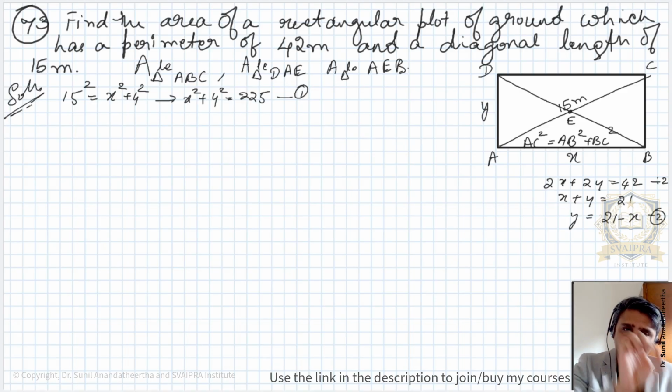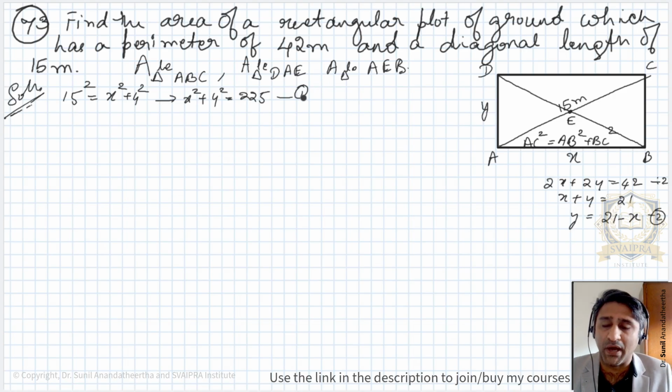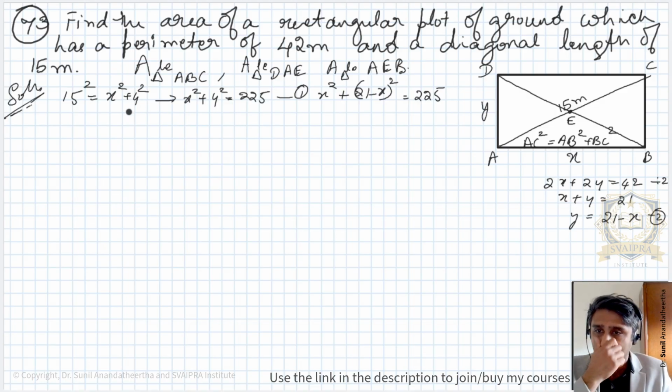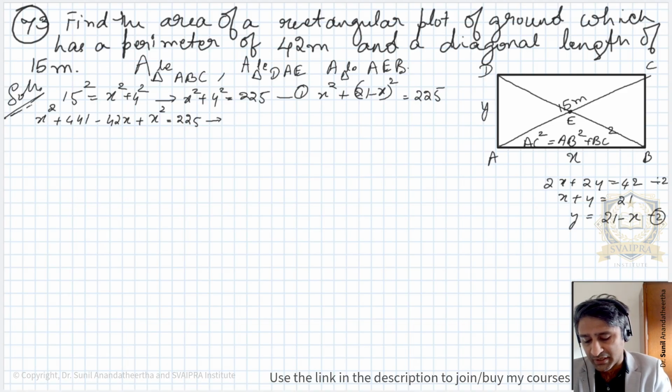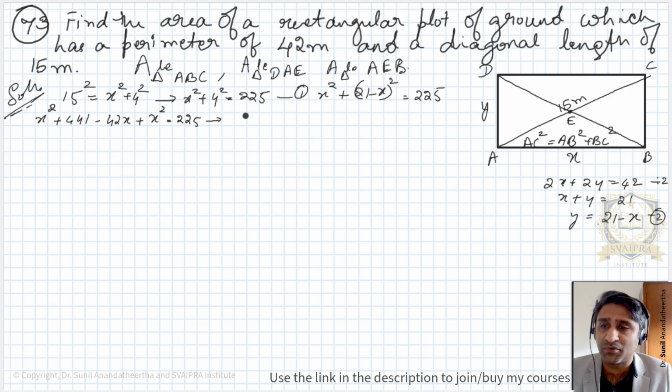What I'm going to do now is put this equation into equation number 1. So what is going to happen is pretty simple. That is going to be x squared plus, in the place of y, 21 minus x whole squared, equal to 225. So this transforms into x squared plus 441 minus 42x plus x squared equals 225. 441 minus 225, let's find out how much that is: 216. So I get 2x squared minus 42x plus 216 equals 0.